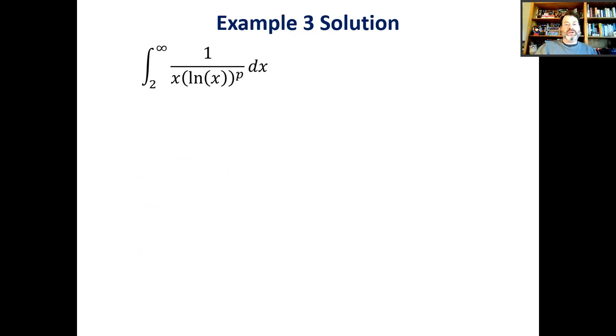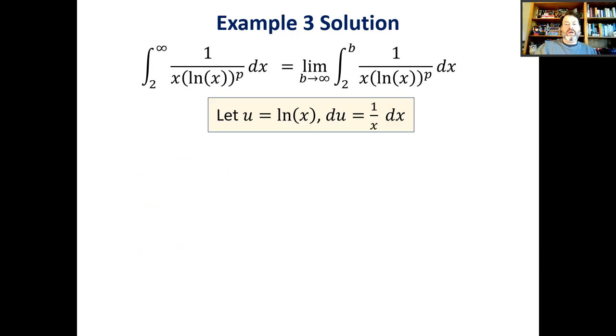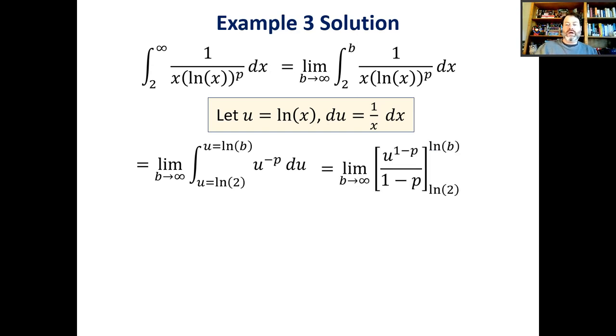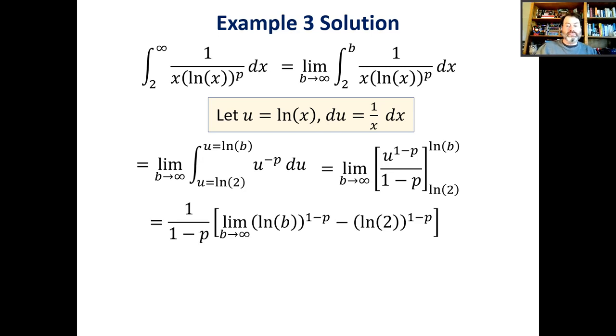So I just rewrite the summation as an integral. Of course, it's an improper integral. Here we have a u substitution, right? Because you can see there's a 1 over x. So u is just ln of x. So it's a pretty easy u substitution. Don't forget to change the bounds to u. And then because we have 1 over u to the p, that's just u to the minus p. So you go up a power, so just add 1, divide by the new power. Plug in ln of b and ln of 2.